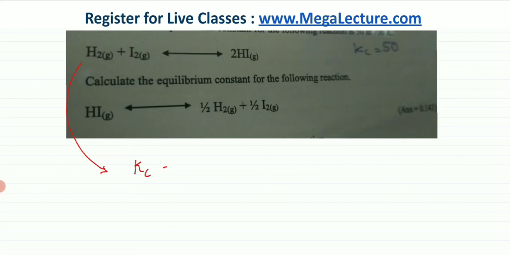The expression is going to be products over reactants, which the product in this case is HI and its concentration is going to be squared. And I'm going to divide that by the concentration of the reactants, which in this case are H2 and the other one is I2. So these are my two reactants. So products divided by reactants, and they're telling me that the value for this expression is equal to 50. It's mentioned over here that Kc is 50.